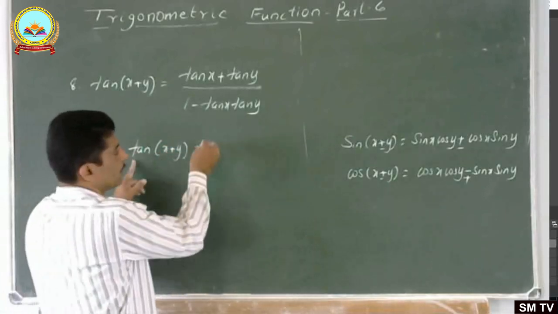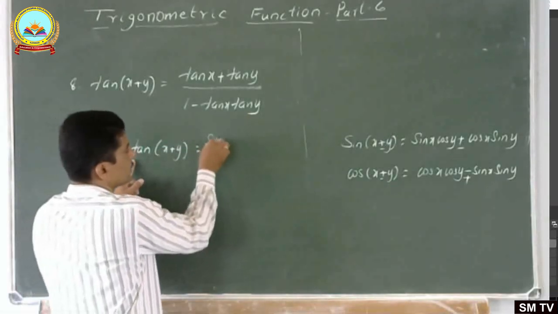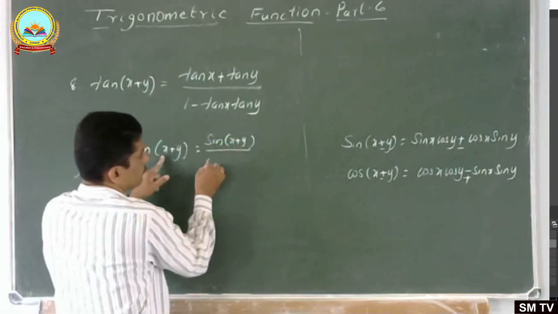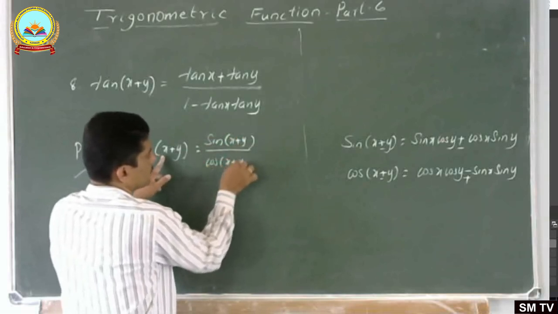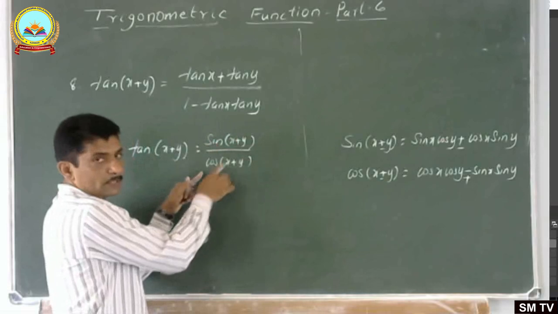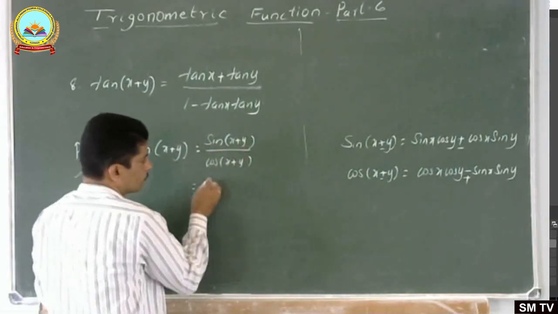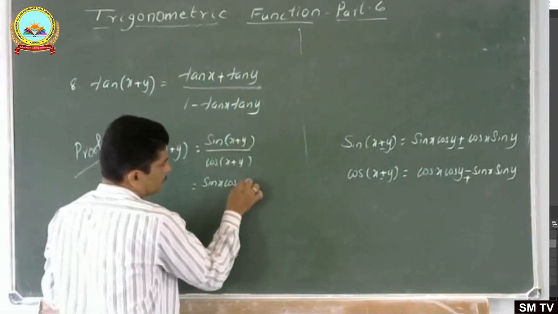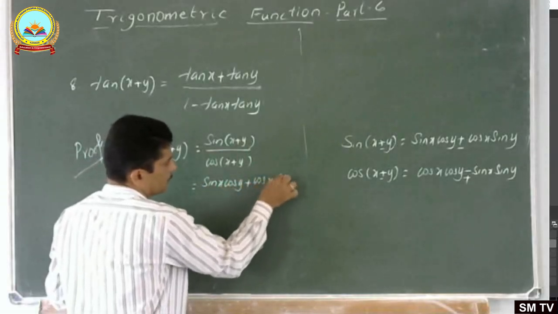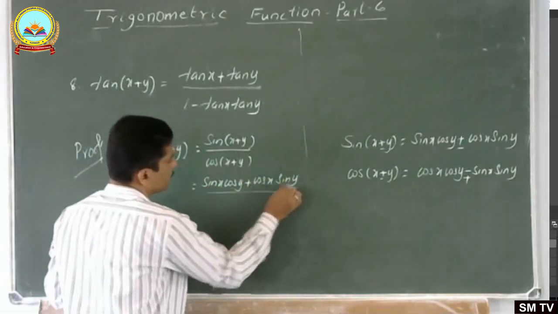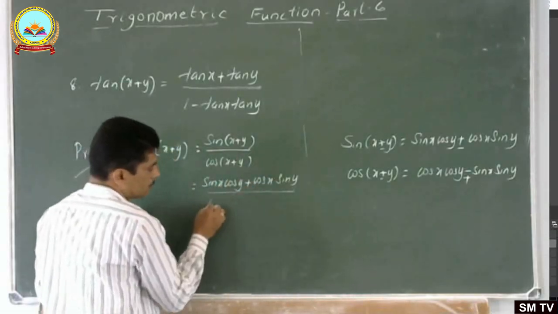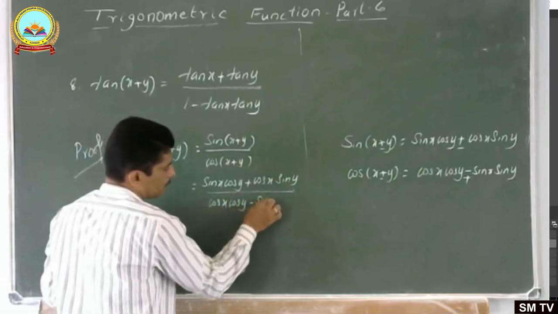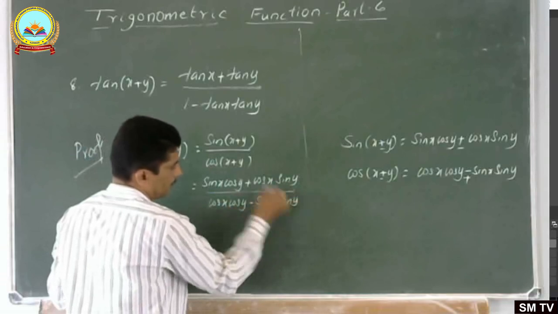What is the value of tan x? Sin x divided by cos x. Here x is replaced by x plus y: sin of x plus y divided by cos of x plus y. Next, using the compound angles, sin of x plus y, you know that it is sin x into cos y plus cos x into sin y, divided by cos of x plus y, which means cos x into cos y minus sin x into sin y.